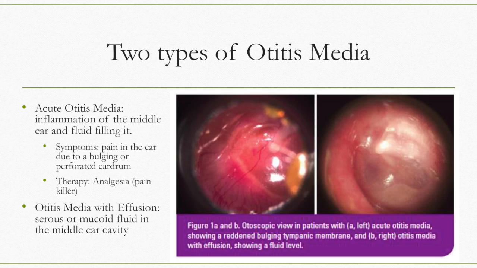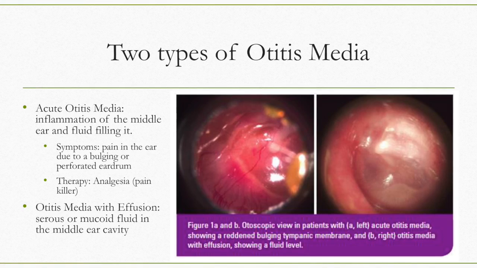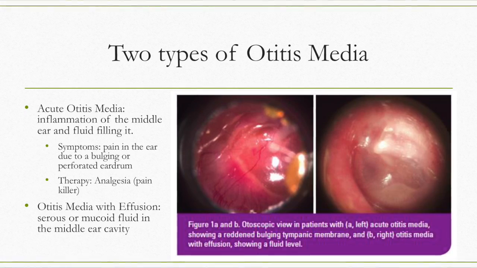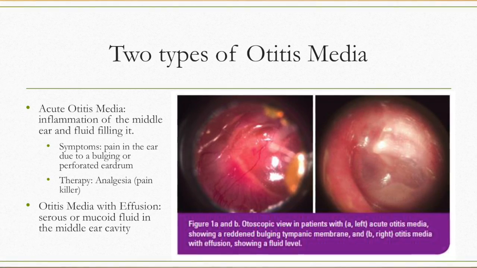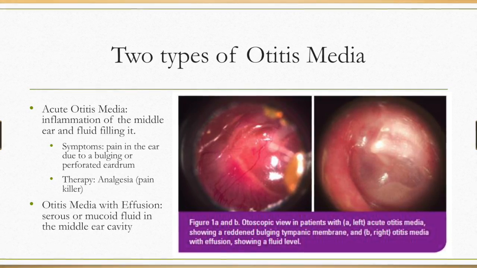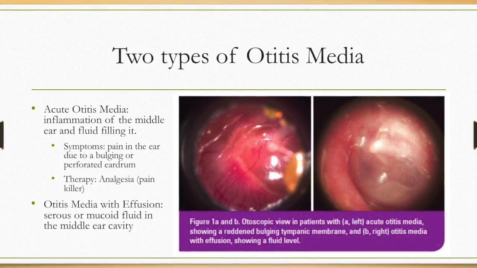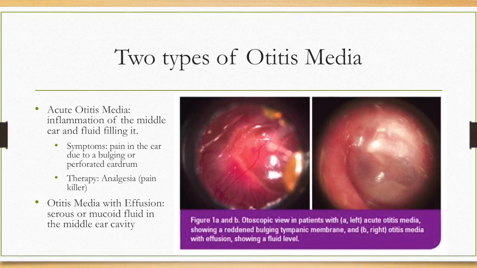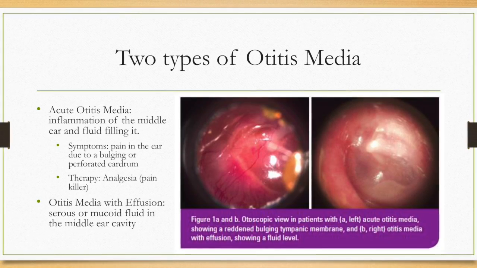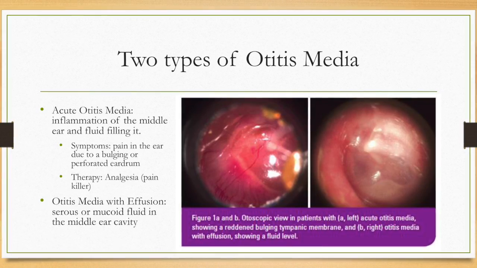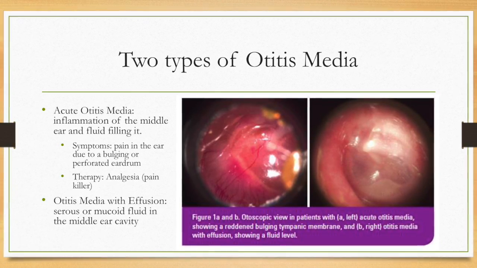The two most common types of otitis media are acute otitis media and otitis media with effusion. Acute otitis media is defined as inflammation of the middle ear and fluid filling it. A child with acute otitis media will usually have pain when the eardrum is bulging or perforated. The physical difference between the two can be seen in the picture. Therapy for acute otitis media will often start with the use of analgesia. Analgesia is a frequently used painkiller when treating acute cases. Children as young as 2 years old are eligible to receive this type of treatment.